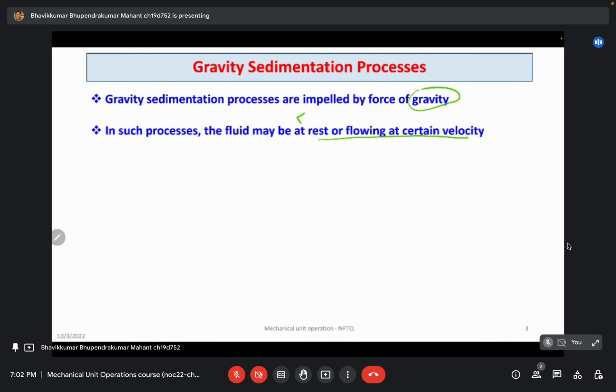There are mainly two types of gravity settling process. In one process, the fluid is in static mode and you can separate out the solid from the bottom. In another process, the fluid is in motion and we are able to separate the solid out from the slurry. So our main purpose is to remove the solid particles from the slurry or suspension by using gravity.